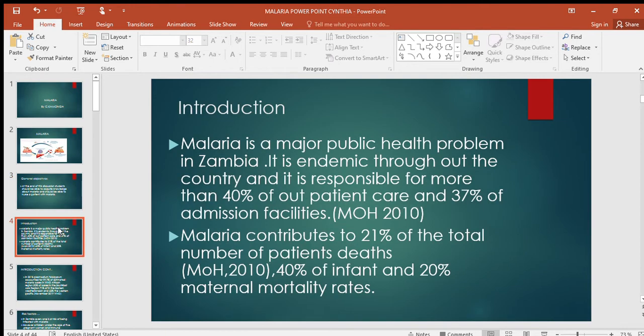So let's look at the introduction. Malaria is a major public health problem in Zambia. It is endemic throughout the country and it is responsible for more than 40% of outpatient care and 37% of admissions to facilities. This was according to the Ministry of Health report in 2010. Malaria contributes to 20% of the total number of patient deaths, and 40% of infant and 20% of maternal mortality rates.